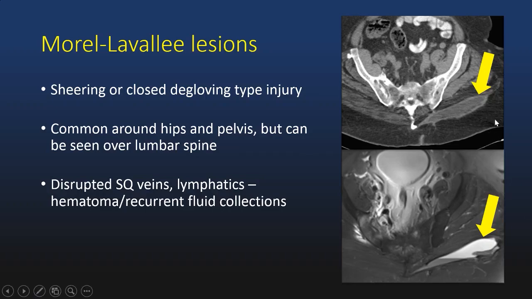This is another example of a patient with a Morel-Lavallee lesion involving the body wall, in this case overlying the gluteal soft tissues, and she presented with recurrent fluid collections.